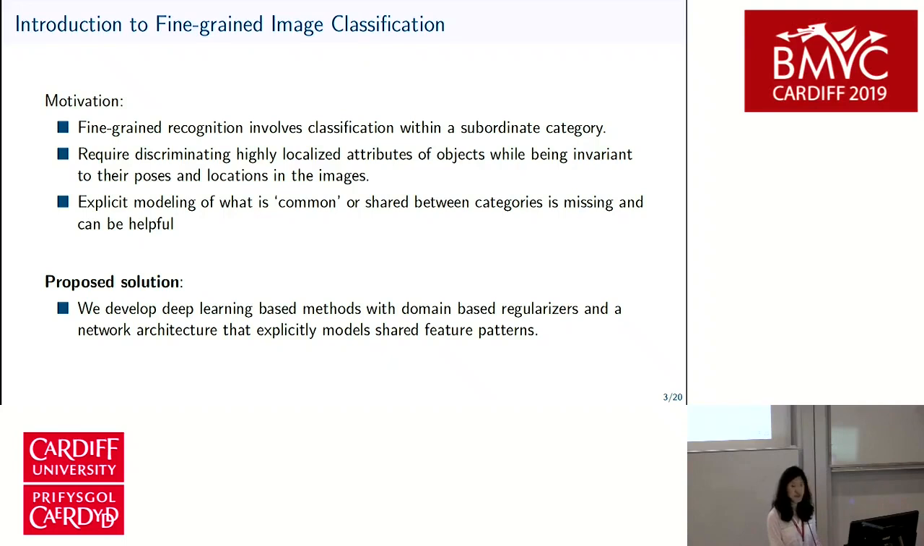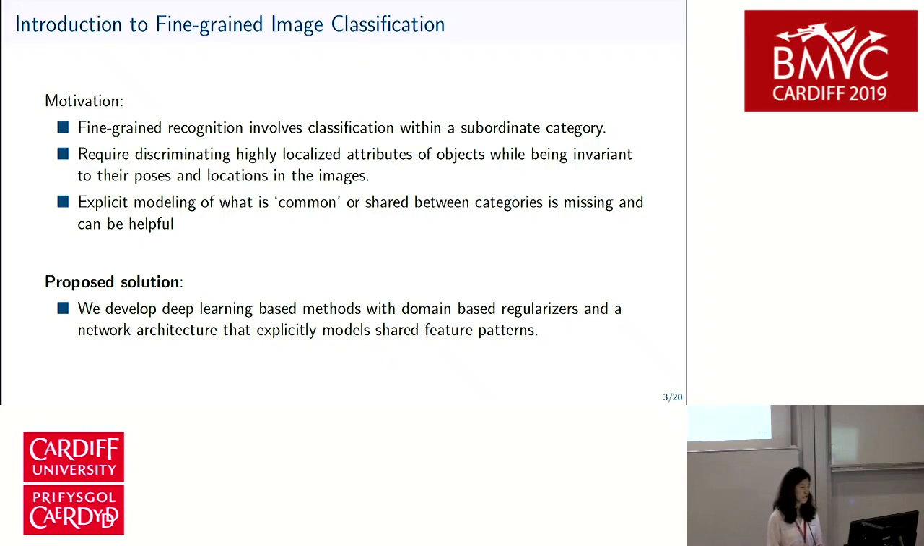Fine-grained recognition involves classification within subordinate categories, such as different species of birds, different types of cars, or different variants of aircraft. Fine-grained image classification usually requires the proposed algorithm to discriminate highly localized attributes of objects while being environmentally invariant to their poses and location in the images, because they are always surrounded by very complex environments and they always share a lot of visual similarities.